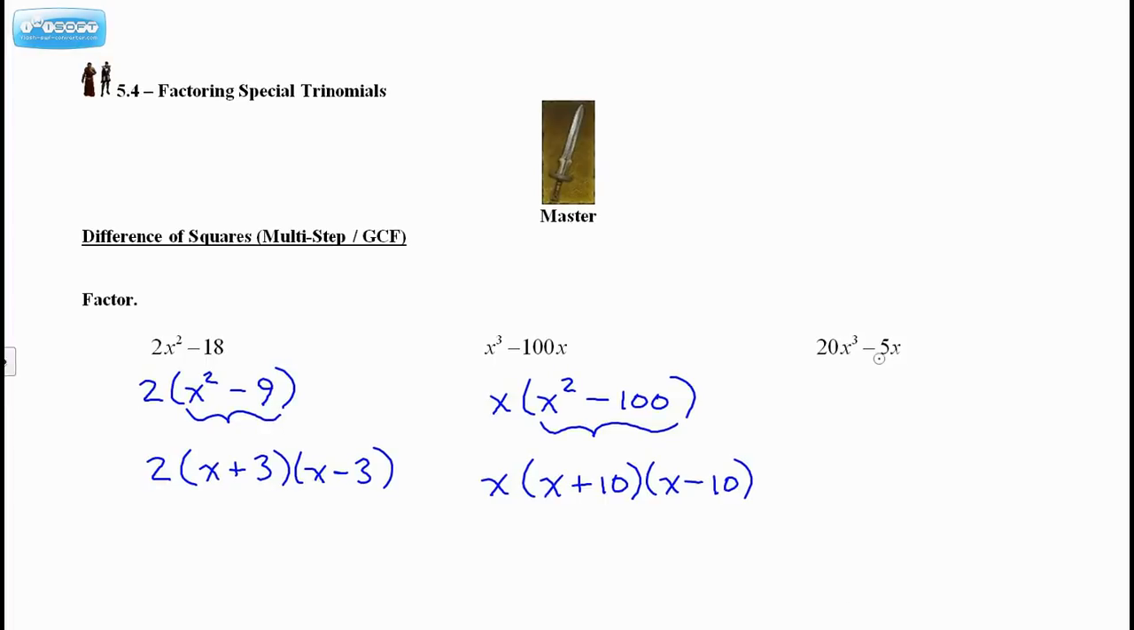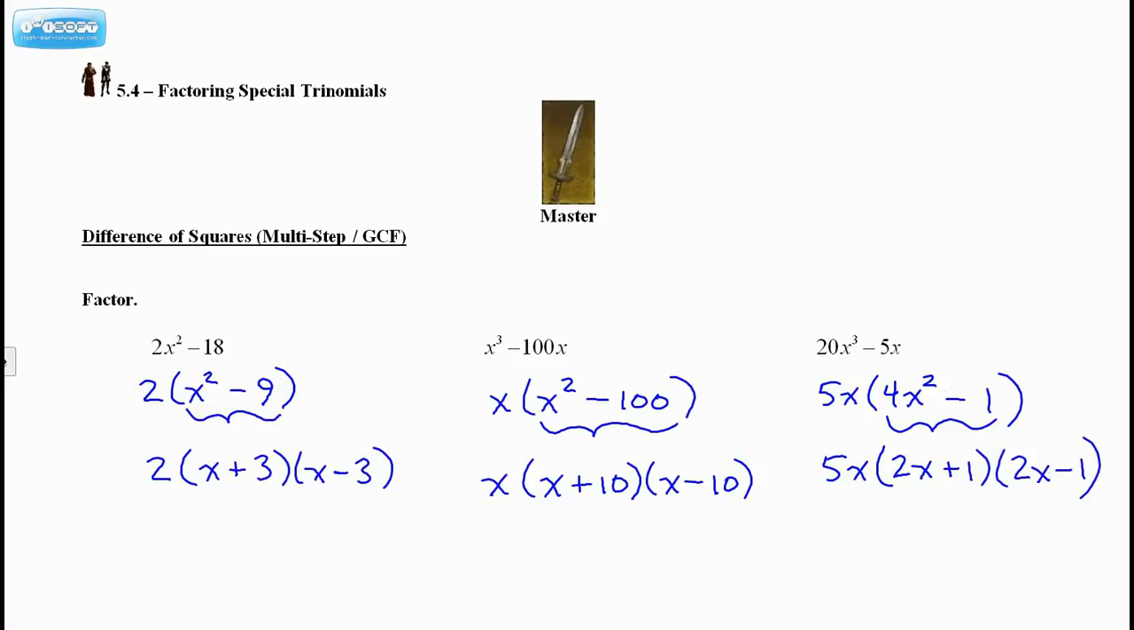Here we can see that the GCF is 5x, so I can pull that out, which leaves 4x squared minus 1. All right. Yes, this is a difference of squares, so I get 5x still. And factoring this quickly, I get 2x plus 1, 2x minus 1. And that is done.